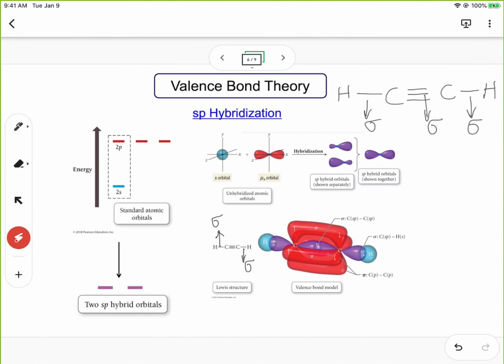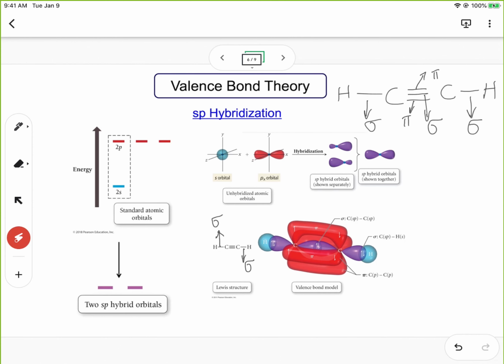Okay, and you would have 2 pi bonds. How is that? Because you have 2 p orbitals on the carbon, and remember those 2 p orbitals, the angle between them would be 90 degrees, right? So you have 1 pi bond here, and another pi bond here. Those 2 pi bonds are going to be perpendicular to each other. So the 2 lines on the 2 sides of the central sigma bond are going to be pi bonds. Okay, so a triple bond will give you 1 sigma bond and 2 pi bonds.